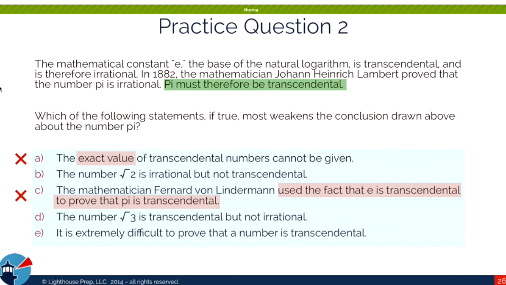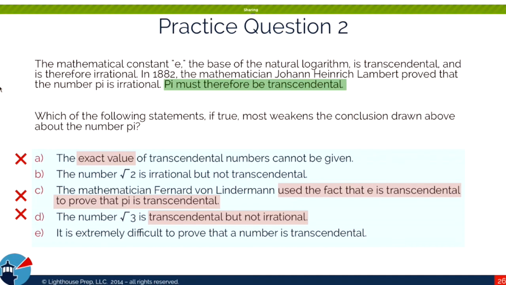Now on to answer choice D. It says the number square root of 3 is transcendental but not irrational. Well, what that's doing is it's following the logic path. Remember, there's two opposite logic paths, right? E is transcendental and therefore irrational, and pi is irrational, therefore transcendental. Well, answer choice D is following the logic path of E, not pi. And so, yes, they're providing a counterexample, but not one that is related to pi. They're providing a counterexample to the first part of the passage. So we can eliminate this because it's not in the same logic path.